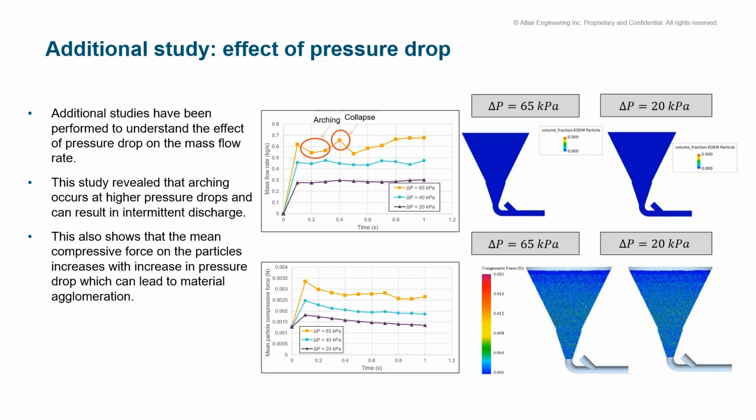The mass flow rate is nonlinear, and if you look at the mass transfer rate at the outlet, there are more fluctuations and intermittent discharge at higher pressure drops. Also, looking at the compressive forces on the particles, with higher pressure drops we see that the compressive forces increase, which can lead to agglomeration and also material buildup at the outlet.